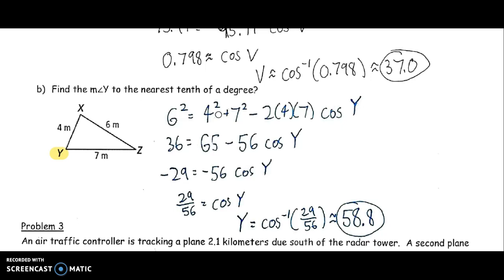So I took a step to, again, add those two squares together. 4 squared plus 7 squared should give us a 65. And when we multiply out 2 times 4 times 7, that's where I'm getting the 56 from.